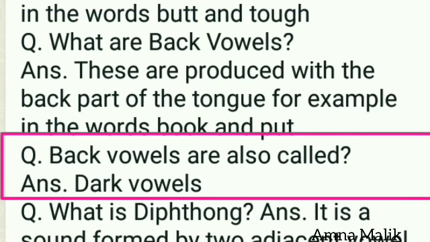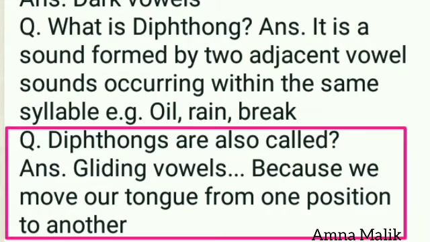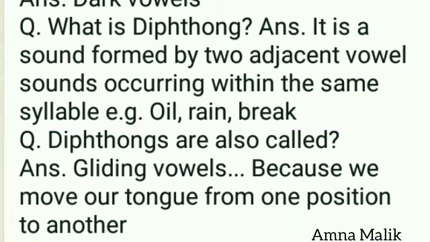Question. Back vowels are also called what? Answer. Dark vowels. Question. What is a diphthong? Answer. A sound formed by two adjacent vowel sounds occurring within the same syllable. For example, oil, rain. Question. Diphthongs are also called what? Answer. Gliding vowels, because we move our tongue from one position to another.